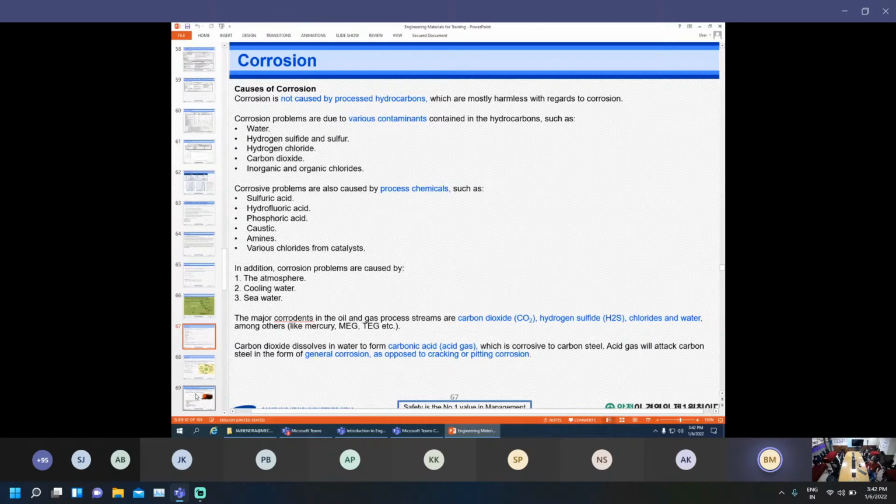Now, what are the reasons that corrosion is happening? As I told you, water, H2S, CO2, hydrogen chloride, inorganic or organic chlorides. So we must take care of such impurities. In addition to the above, the atmosphere, the cooling water, and the sea water are also very problematic for corrosion.